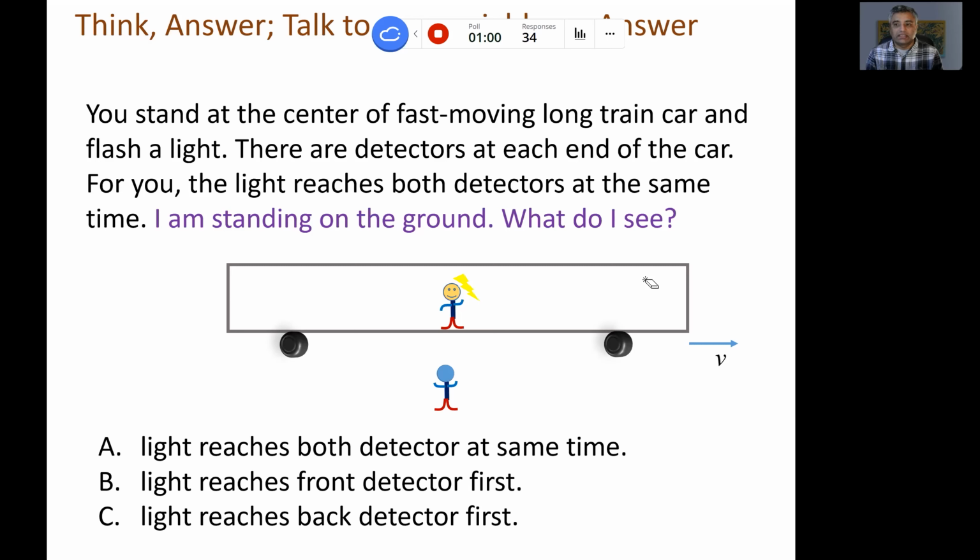30 more seconds. And 5 more seconds. 5, 4, 3, 2, 1, and it stops.